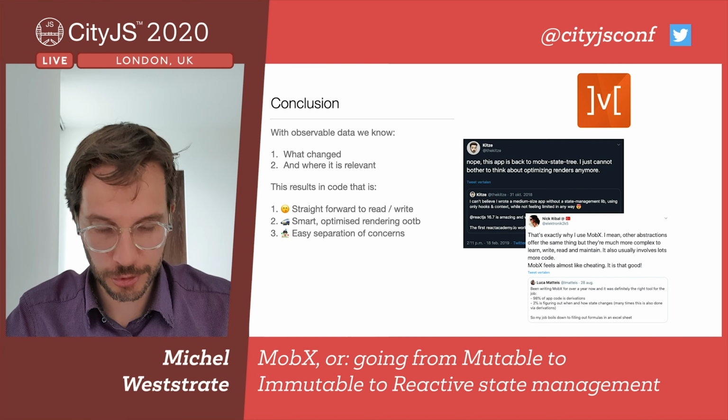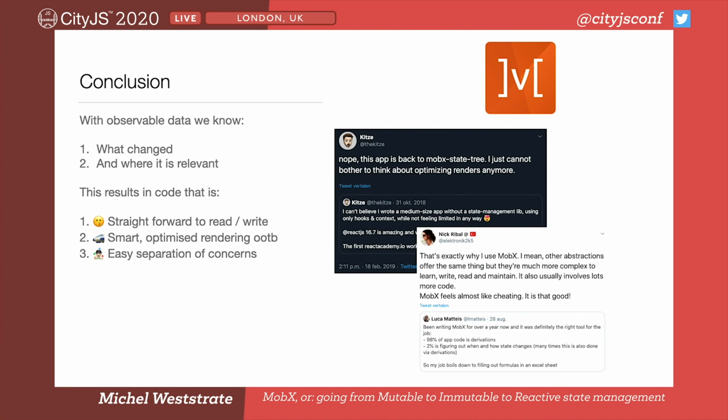So, to conclude, with observable data, we know what changed and where that's relevant, and that's a big benefit. And that means that the end result is that you have quite straightforward code to read and write, and you get really smart, optimized rendering, which is a lot smarter, a lot better optimized than probably what you would do by hand. And it allows for easy separation of concerns as well.